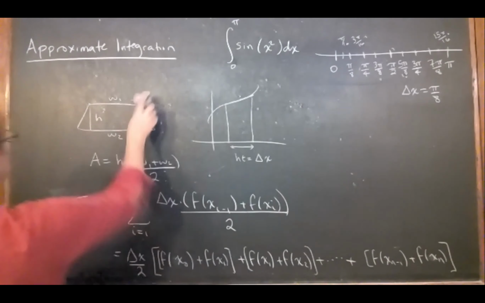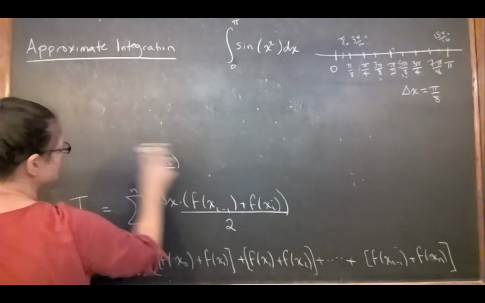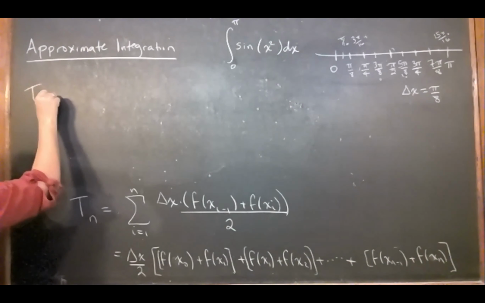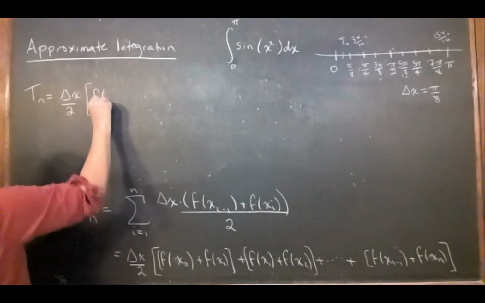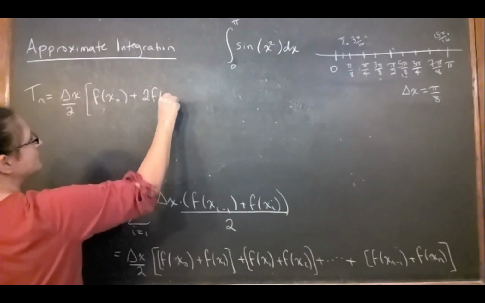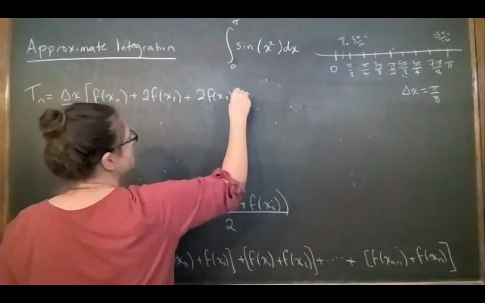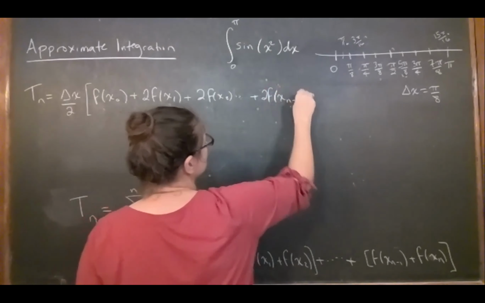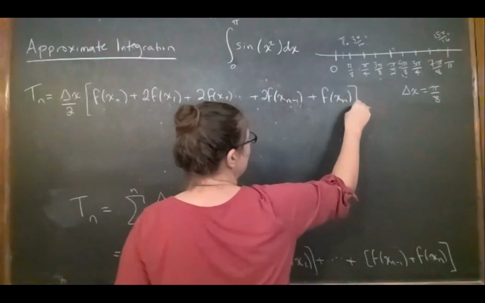So I can rewrite this. I'm going to rewrite it up here in the form T sub n is delta x over 2, and then we've got f of x0 plus 2 f of x1 plus all the way to 2 f of x sub n minus 1, and then the last one, f of x sub n, is just by itself.